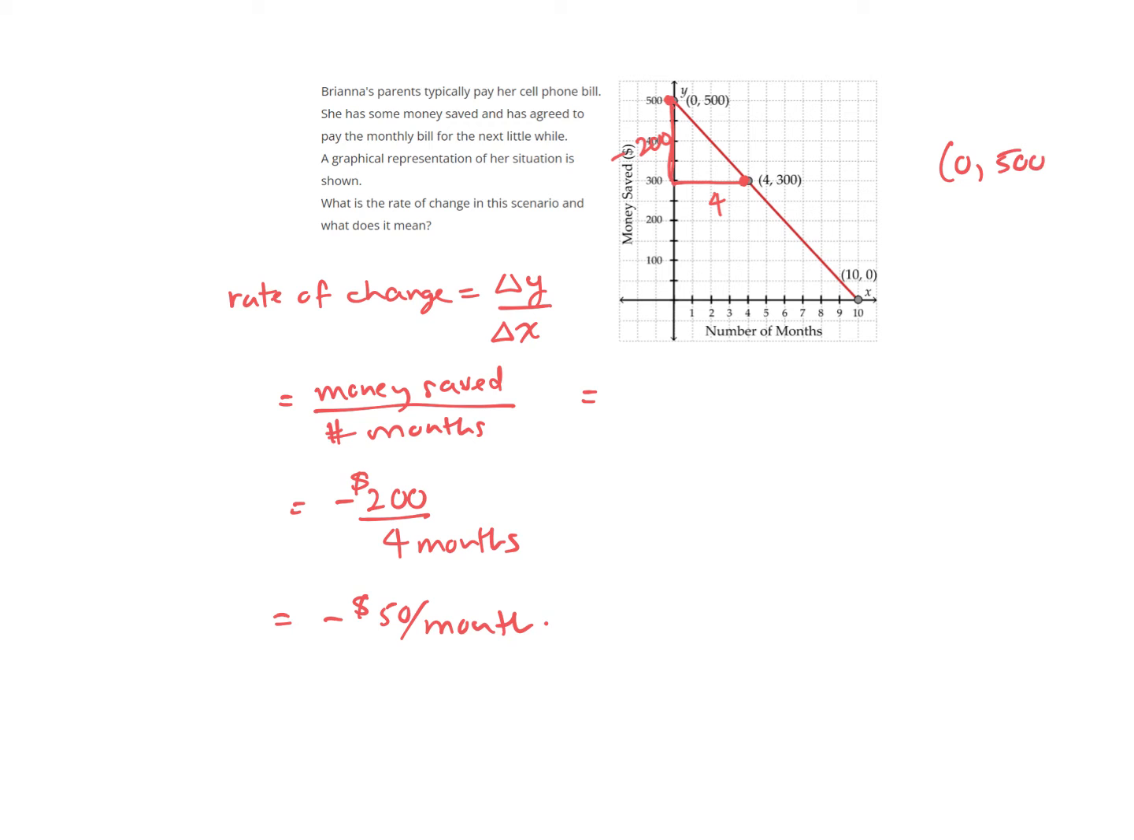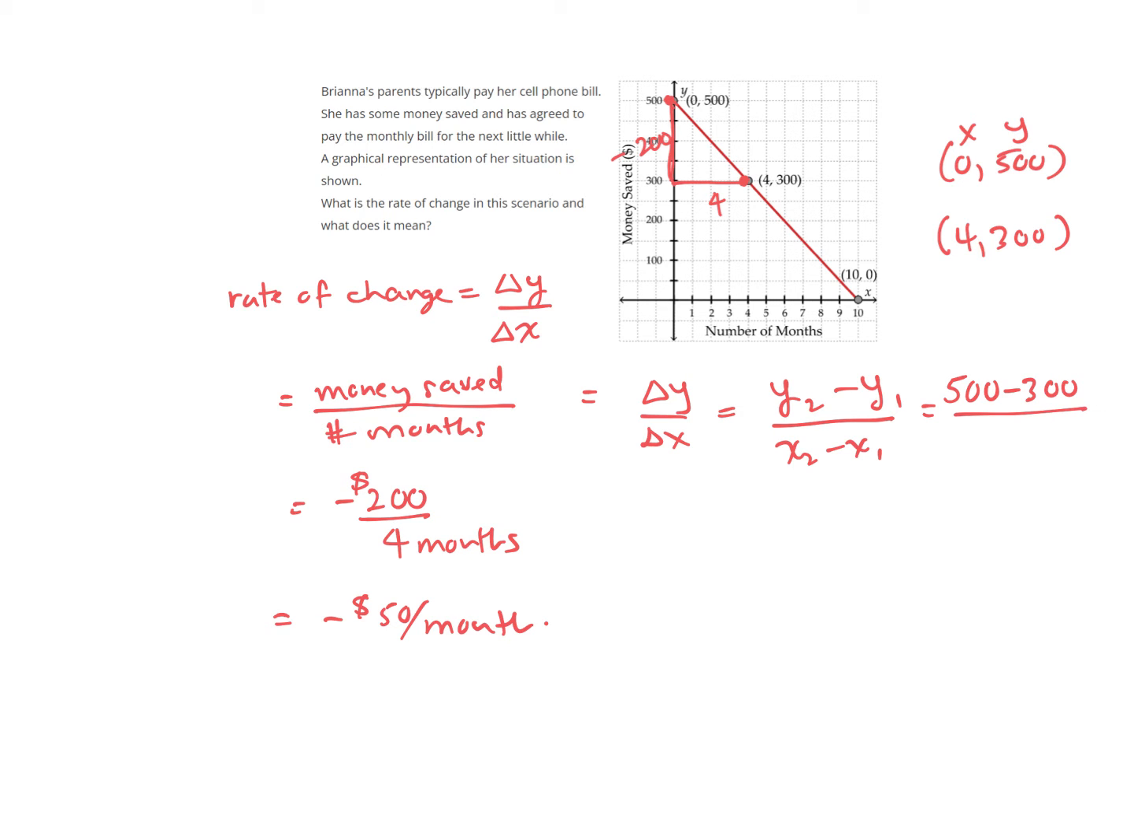You can also do it if you want to use 2 points. The initial point was 0, 500. That's my x, my y. The next point is 4, 300. So you could also look at the change in x and the change in y as subtracting the two y points and subtracting the two x points. So it would be 500 in the first y, 300 in the second point. 0 was the first x, 4 was the second.